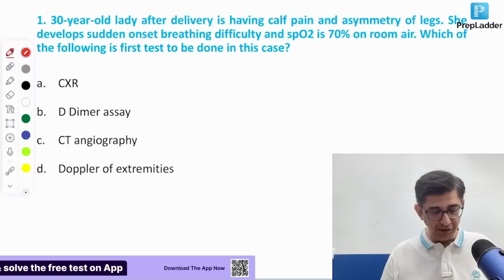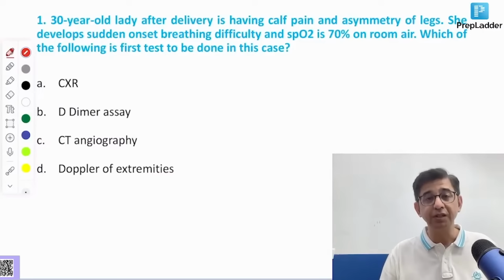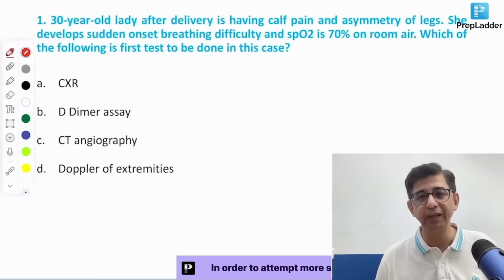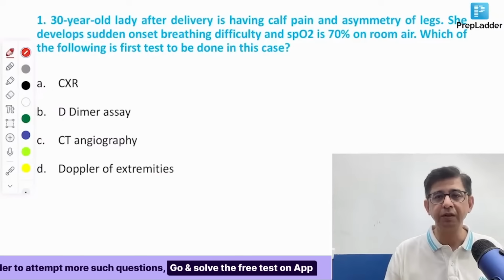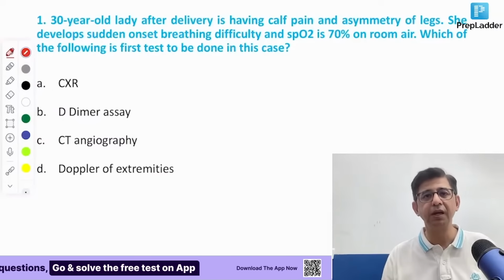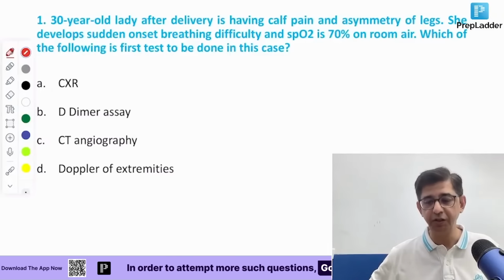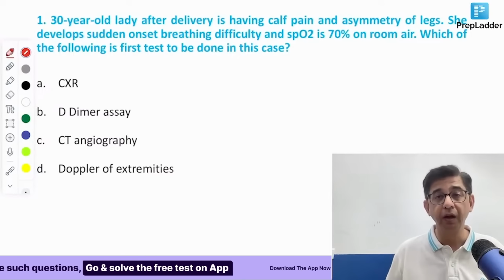In the first one that I'm discussing at the moment before you, the question is with respect to a lady who has undergone a delivery and she's having calf pain with asymmetry of legs. This is actually a recall question. Last winter, this question was asked. A lady after delivery is having calf pain and asymmetry of the legs, and then she's having this extensive breathing difficulty and saturation is dropping.